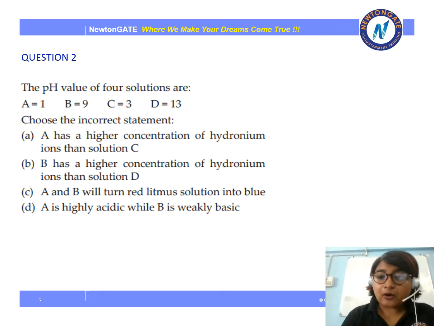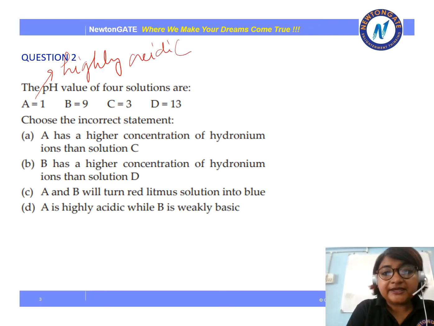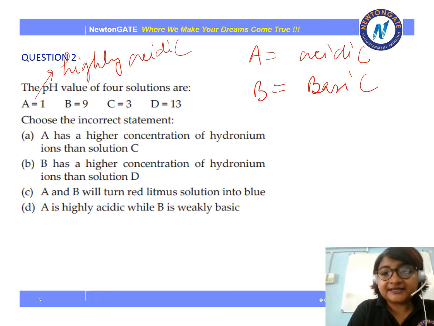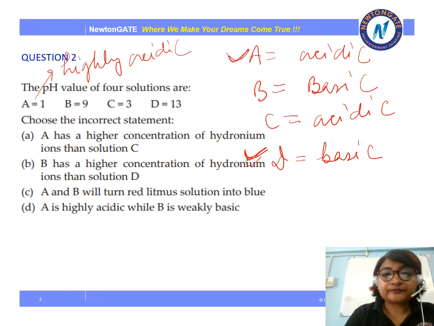Now, obviously the pH value of A is 1, which is highly acidic, right? B is 9, that means B is basic. C is 3, that is also acidic, and D is 13. This is basic, and this is highly basic. So D is highly basic and A is highly acidic. Okay. Now choose the incorrect statement.